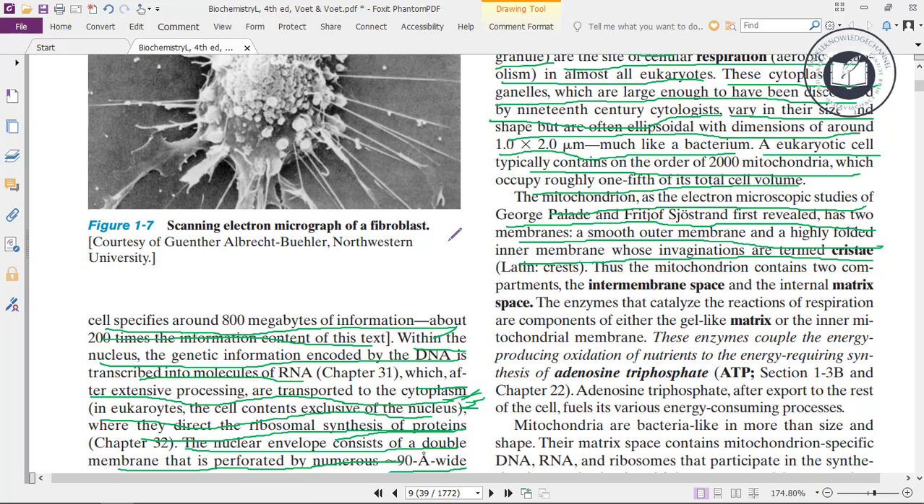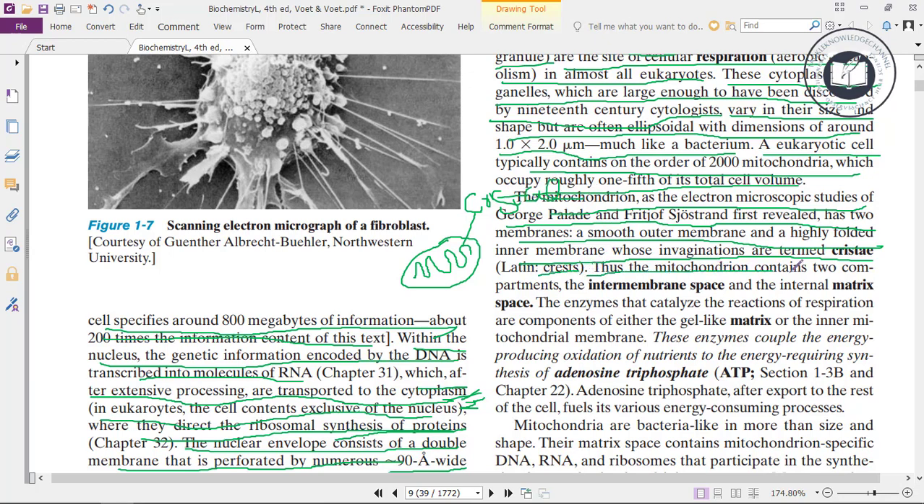Okay. So the mitochondria will be looking like this. This is the smooth outer membrane. The other one, which is inside, will be looking like this, and we will be calling this the cristae, or crest.